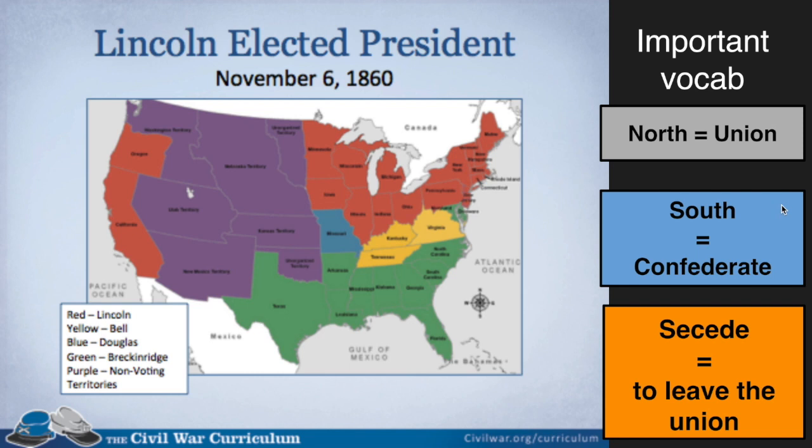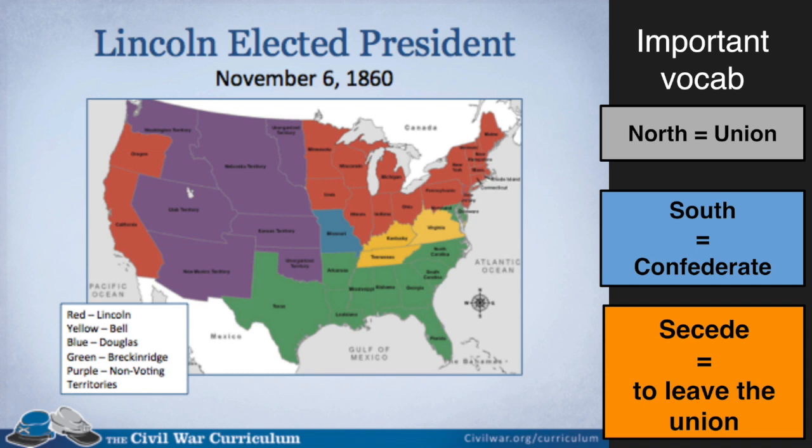Okay, so like I said, 1860 is when Lincoln was elected president. That was kind of the last straw. Here's important information. When we talk about the Union, we're talking about the North. They were called the Union because they were the states that still stayed united together in the United States.